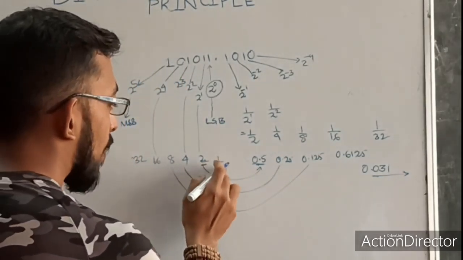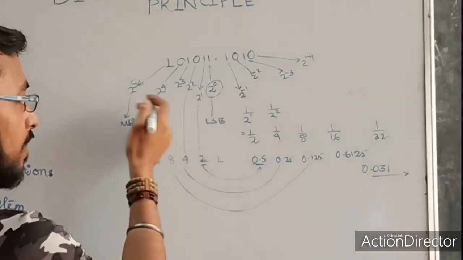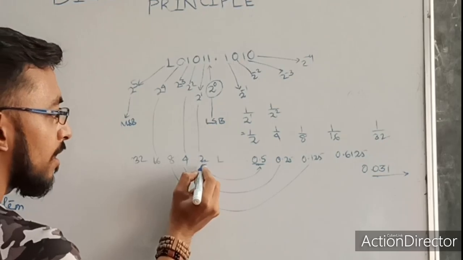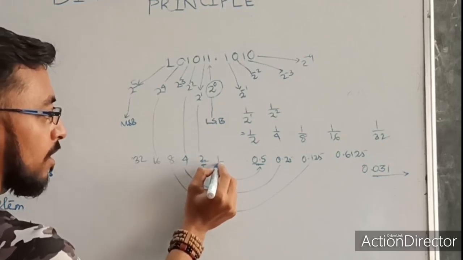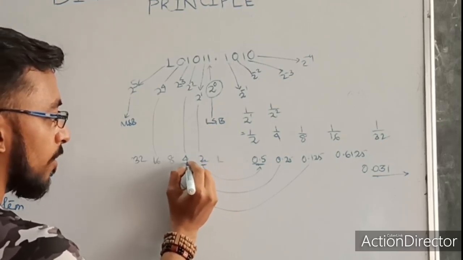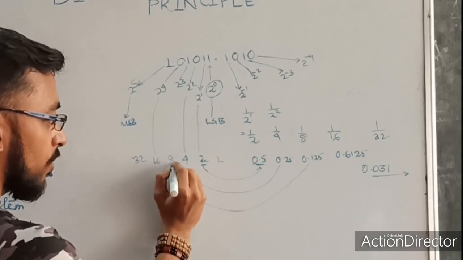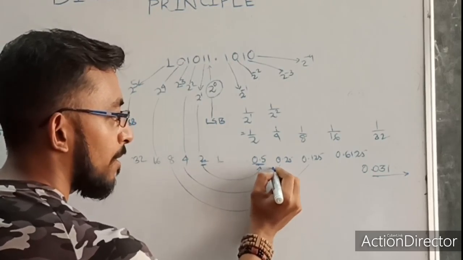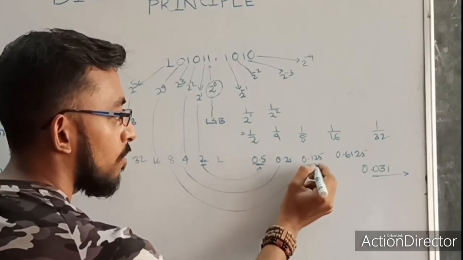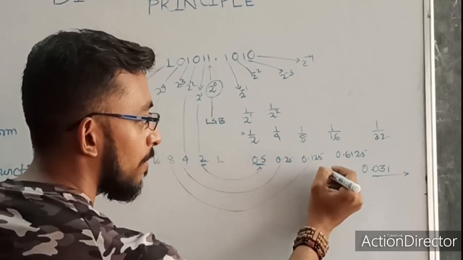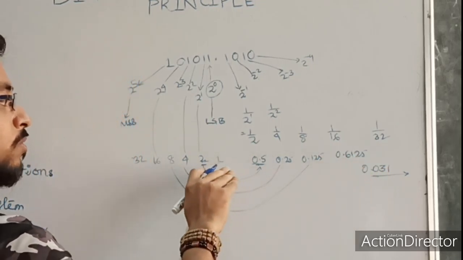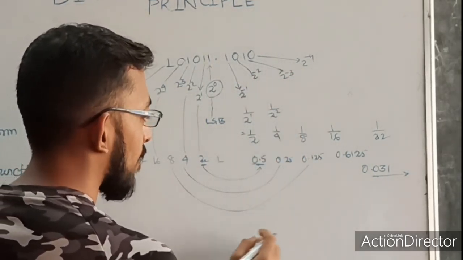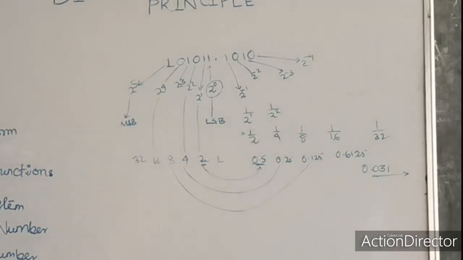So the power is increasing as 2 power n on this side, and decreasing on the other side. On this side it is doubling: 1, 2, multiplied by 2 gives 4, then 8, 16, 32. And on this side it is dividing by 2: 0.5 divided by 2 is 0.25, 0.25 divided by 2 is 0.125, 0.125 divided by 2 is 0.0625. So towards the right the weights decrease by half, and on the other side they increase with a power of 2.